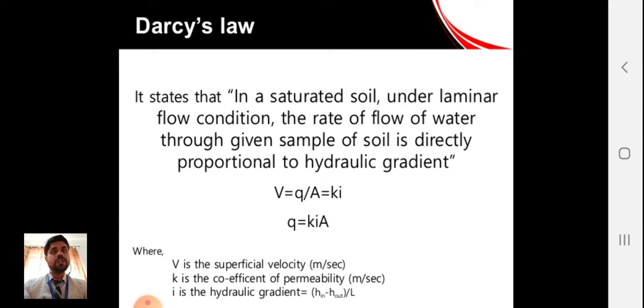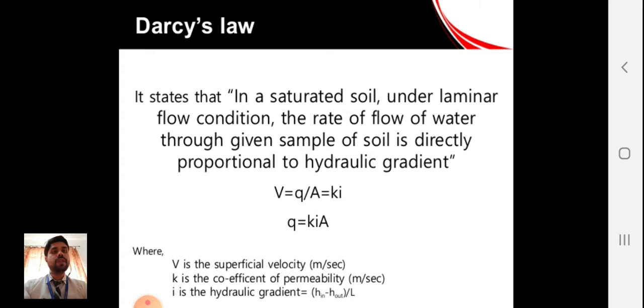So, what is Darcy's law? Darcy's law states that in a saturated soil under laminar flow conditions, the rate of flow of water through a given sample of soil is directly proportional to the hydraulic gradient. So, if we are talking about saturated soil, and the flow conditions are laminar, the rate of flow of water through a given soil sample will be directly proportional to the hydraulic gradient.